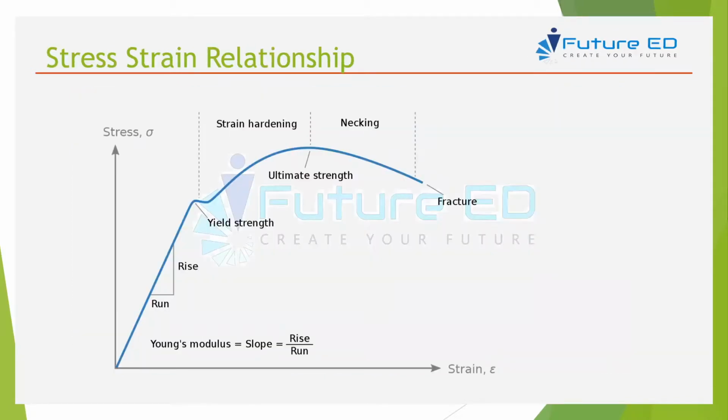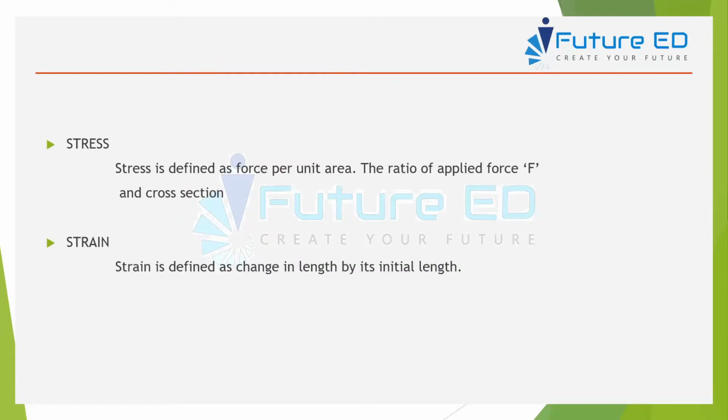And this is the stress-strain relationship. I think everyone would be aware of stress and strain. Let's take a glance. This is a graph of stress and strain. Let's see what is stress and what is strain. Stress is defined as force per unit area. Everyone gets stressed, the same thing, common things apply over here. And what about strain? Strain is defined as the change in length by its initial length.